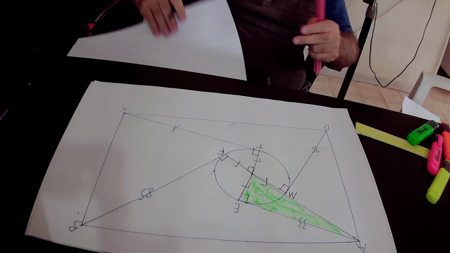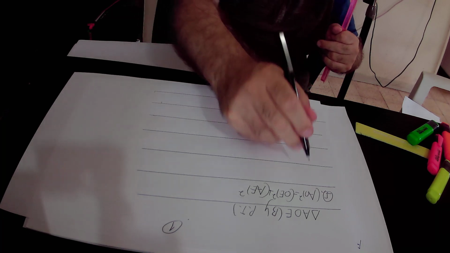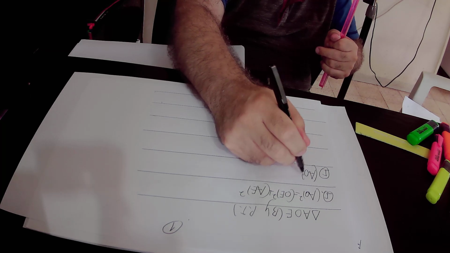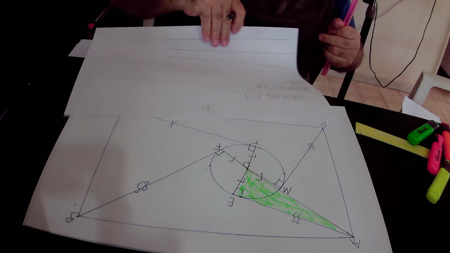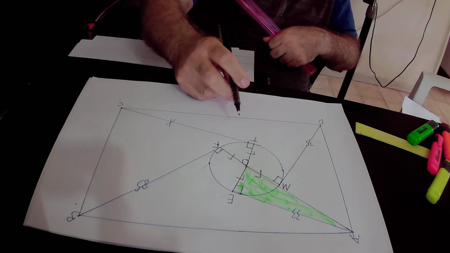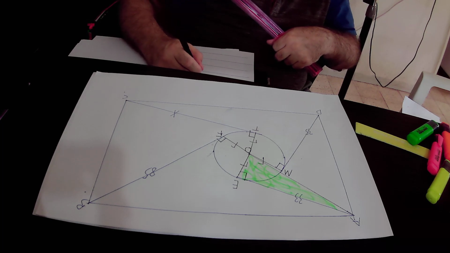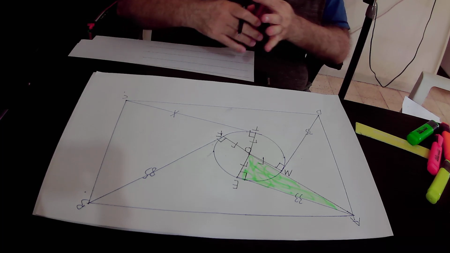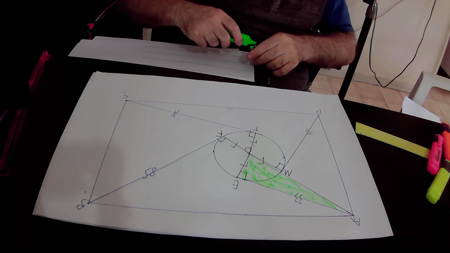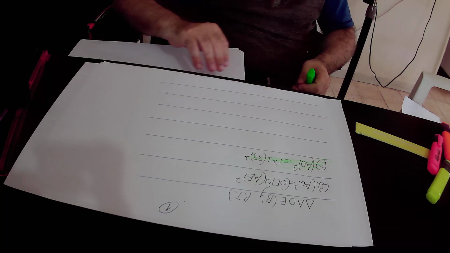Repeat again, according to the Pythagoras theorem and the right green triangle AOE, AO squared equals OE squared plus AE squared. So AO squared equals OE squared. OE equals R, therefore OE squared is R squared plus AE squared. AE equals 33 units according to what is given, therefore AE squared is 33 squared. So in conclusion, according to equation number 1, AO squared equals R squared plus 33 squared.